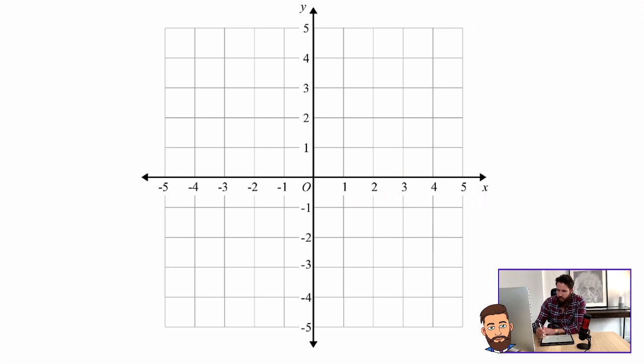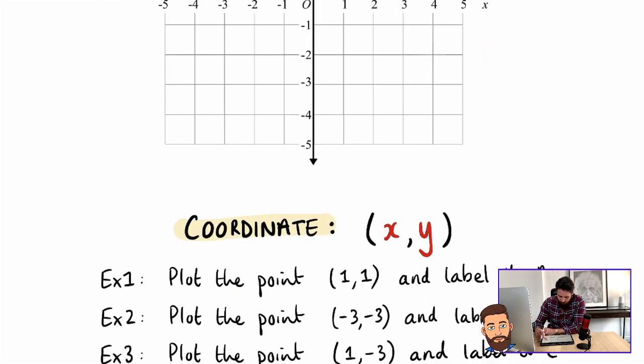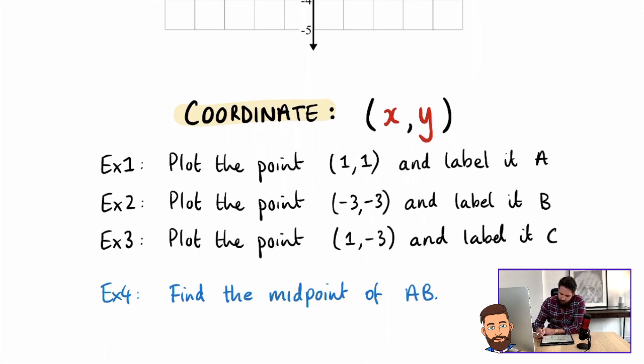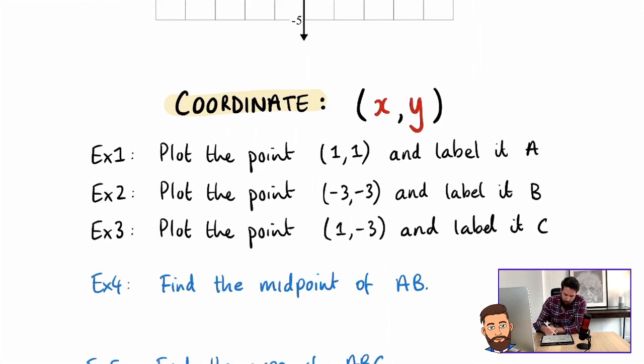I'm sure that you've plotted coordinates in the past, but we're just going to review that, and we're going to look at these examples. Example 1 says, plot the point, the coordinate 1, 1, and label it A. It's really important that when you read the question, if it asks you to label a coordinate, or put a cross, or put a letter, you do that, because that would be worth marks.